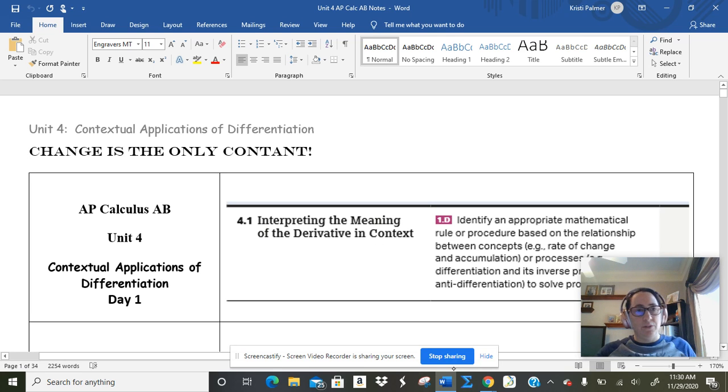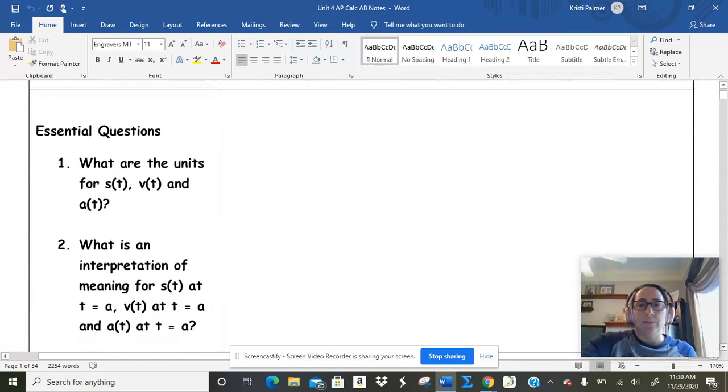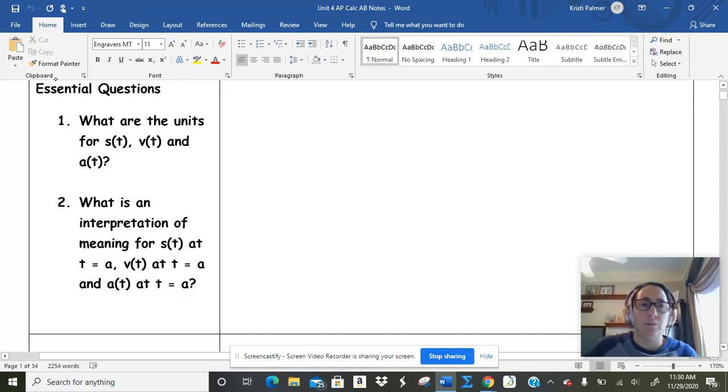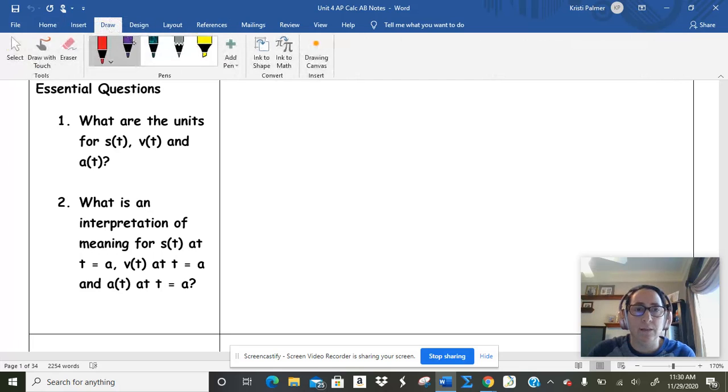Guys, so today we're going to start Unit 4, and it's going to be some applications of the derivatives going on. Okay, so some essential questions for this first one of 4.1, interpreting the meaning of that derivative is making sure we understand the position, velocity, acceleration, and how they relate, which we've talked about, but we're going to go more in depth, making sure we have the units. Definitely getting the interpretations now, which we hadn't done before, so we really want to make sure that we understand those.